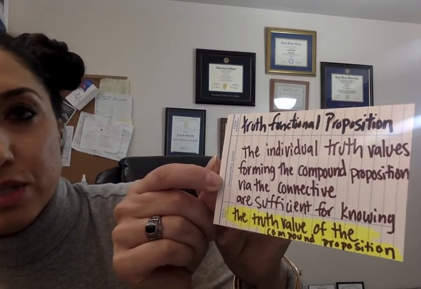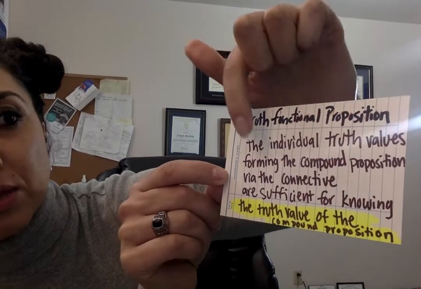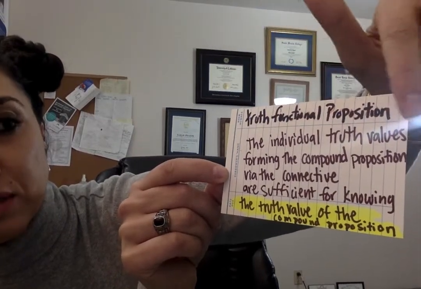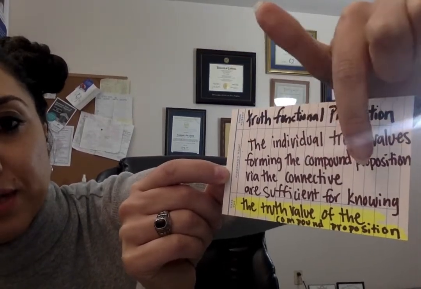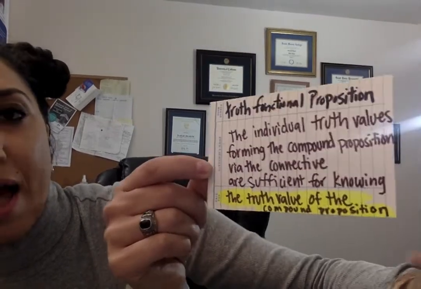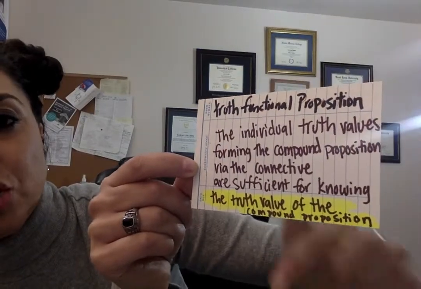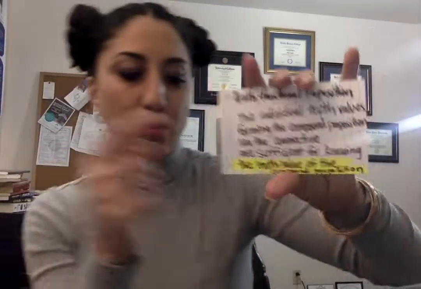So what I'm going to do in this video is tell you what individual truth values are. I'm going to tell you what the compound proposition is. I'm going to tell you what the connective is. I'm going to tell you what the truth value of the compound proposition is. And then we'll be able to understand what the truth functional proposition is. So that's what we're going to go over slowly.